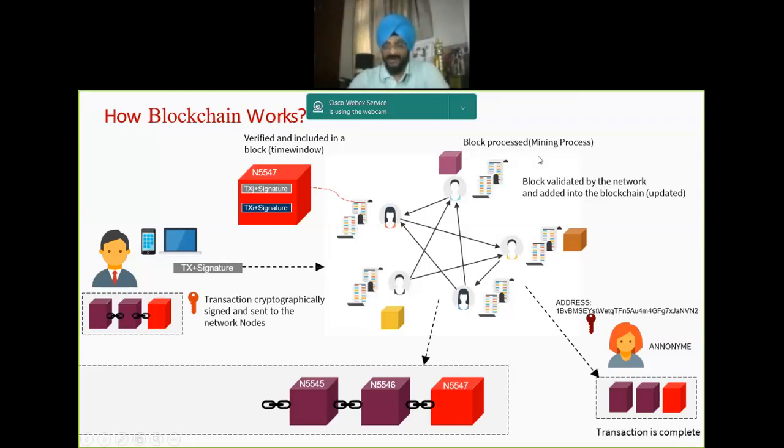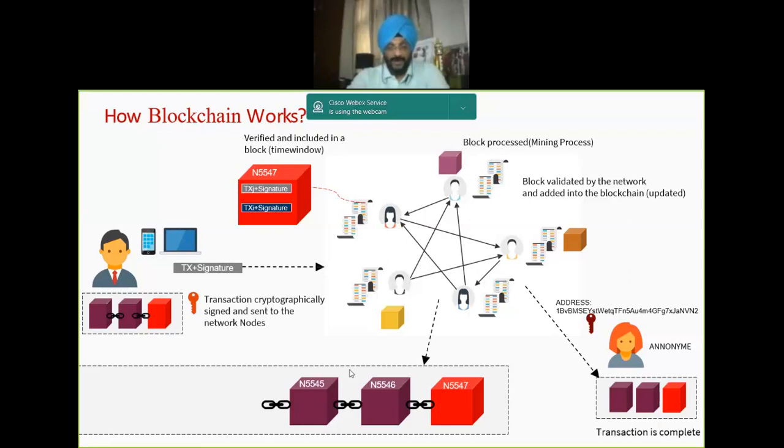We saw how the mining is taking place, and the blocks are validated by the network and added to the blockchain. You see they are all blocks which get validated here. And this is your key, which we've been talking of, the hash key between each block. They are all verified, timestamped, and all the transactions are there in each block. And they're all cryptographically signed and sent to the network node.